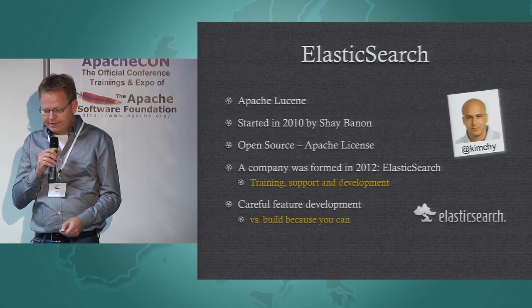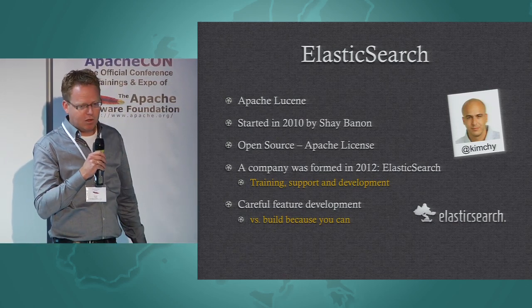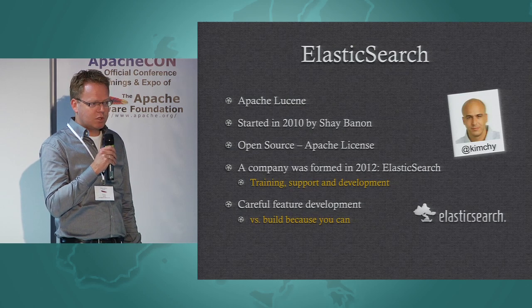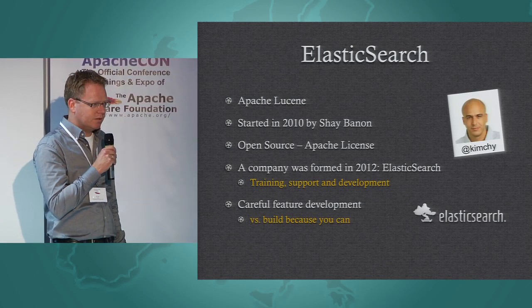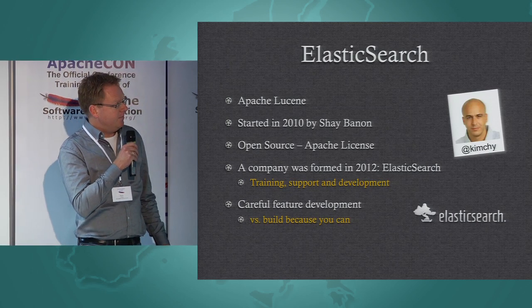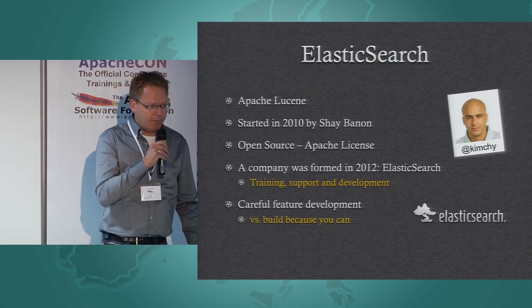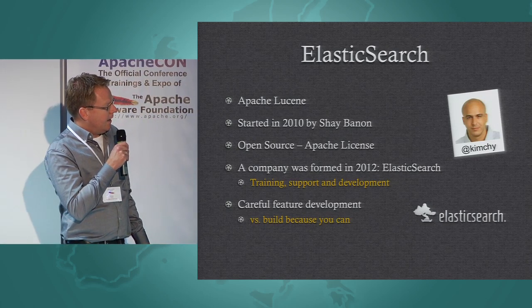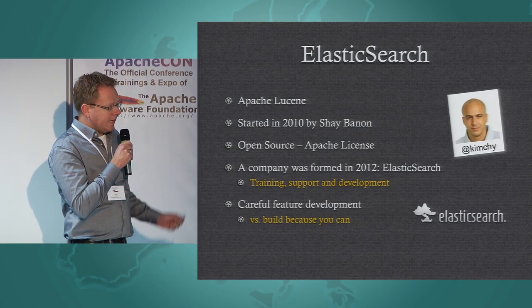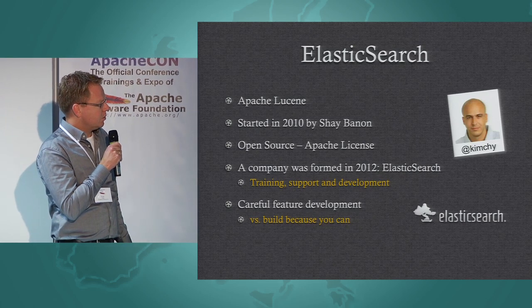So what is this Elasticsearch thing that we're all talking about? It's based on Apache Lucene, and I'm guessing all of you know that. It's the best open source, well, the best search engine in the world, period. Elasticsearch was started in 2010 by Shay Banon. That's his Twitter name, so follow him if you don't already. It's open source under an Apache license, not under the Apache umbrella, but it is open source.